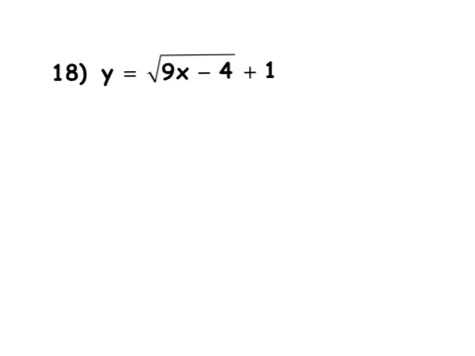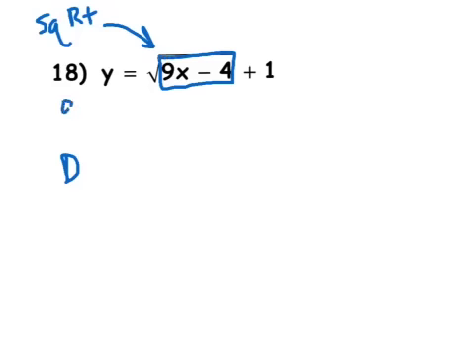What you have to do with these sorts of problems is first identify what kind of equation it is. And for this one, we can see that we have a square root equation. Basically, if there's a square root symbol in it, it's a square root equation. And the rules for square root equations, the first thing you do to figure out the domain is you take what's underneath the radical and you set it greater than or equal to 0. So 9x minus 4 is greater than or equal to 0.